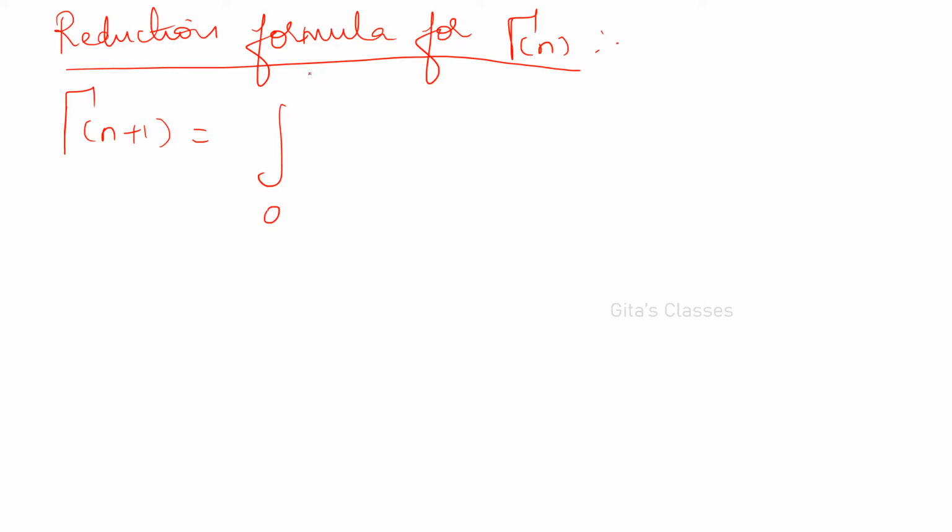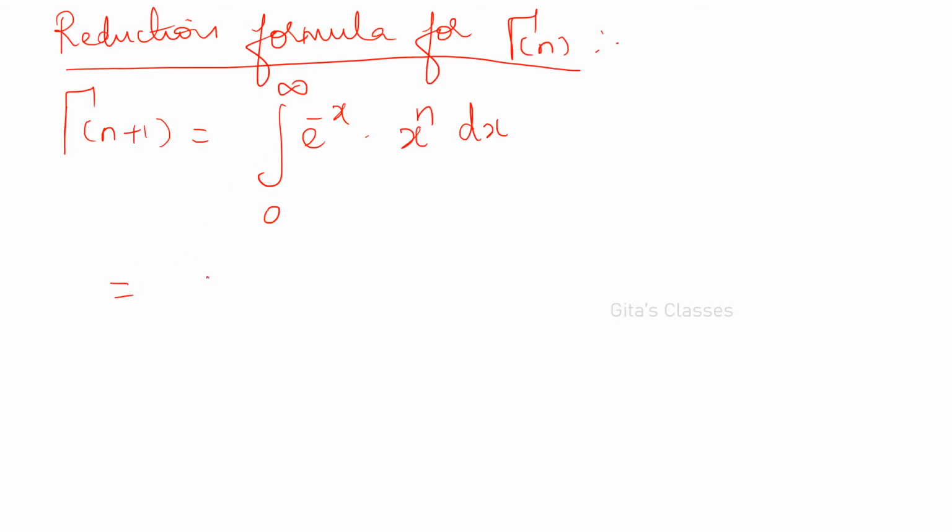Gamma of n means integral of e power minus x, x power n minus 1. Here we have n plus 1, so gamma of n plus 1 is integral 0 to infinity e power minus x, x power. Here if you have n, it should be n minus 1. Now it is n plus 1 minus 1, so it will become x power n. So gamma of n plus 1 is integral 0 to infinity e power minus x, x power n into dx.